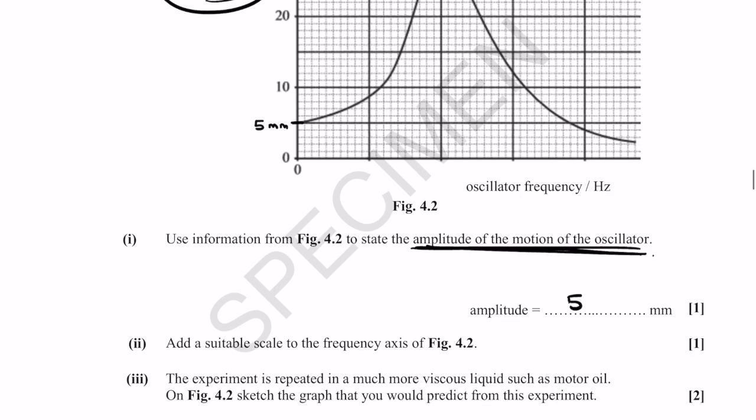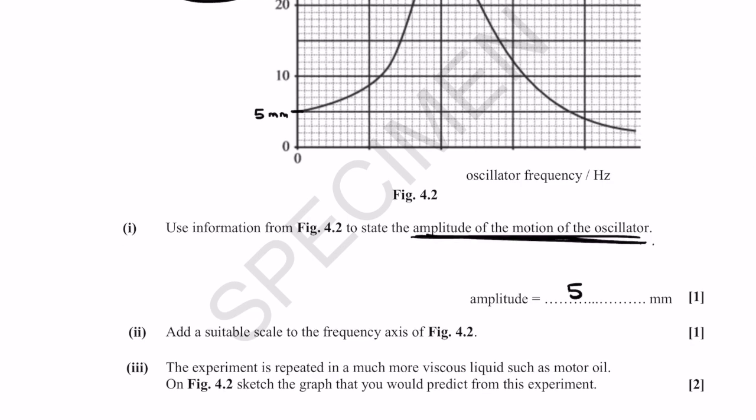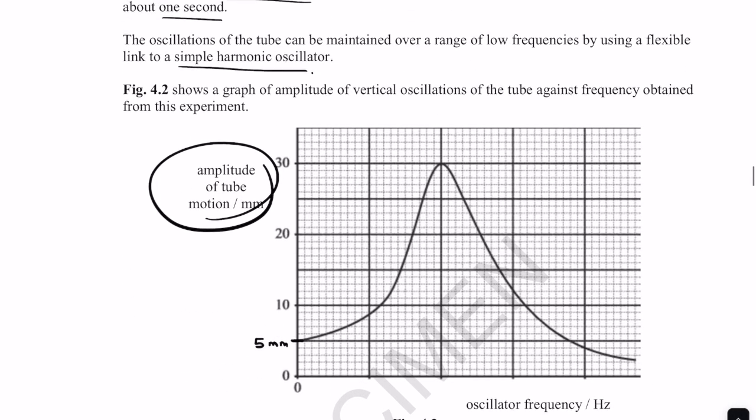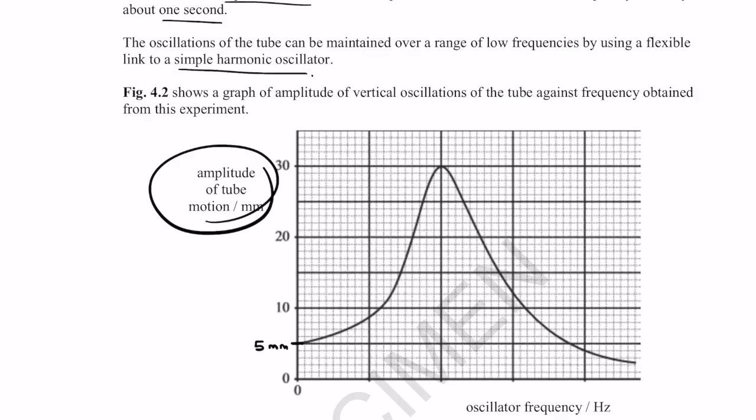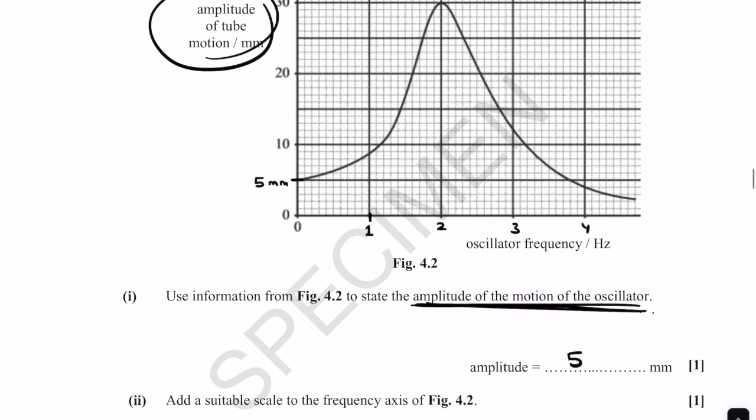And then for the next part, it says add a suitable scale to the frequency axis. So the only thing we know is that the period of the oscillations is 1 second. So we can just use f equals 1 over T, which is basically 1 hertz. Okay, and so I can just put it in intervals of 1 hertz. So 1, 2, 3, 4, and so on. Okay, so that is my x-axis.